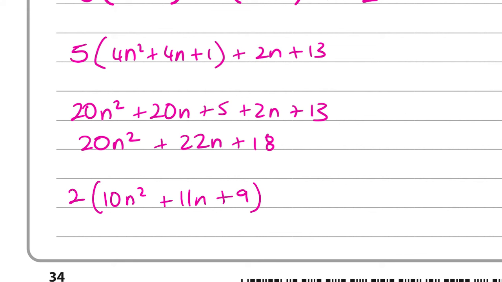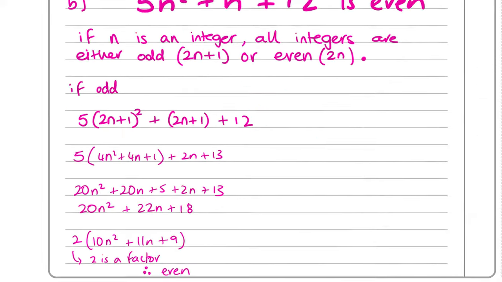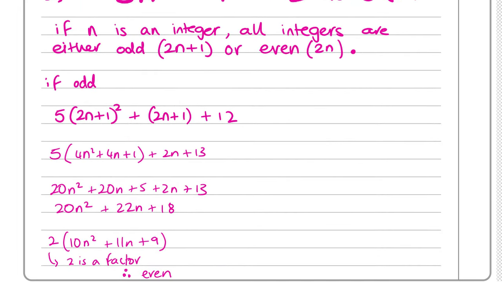Okay, this is the thing here, what did we say an even number was? 2n. Yeah? So we have to show that this is now 2 something. 2n is 2 something. Okay? And you have to show that 2 is a factor of all these numbers. So 2 is a factor, therefore even. Okay? So we've shown it for odd. Now what are we going to show it for? If even. So 5 lots of (2n) squared plus 2n plus 12.